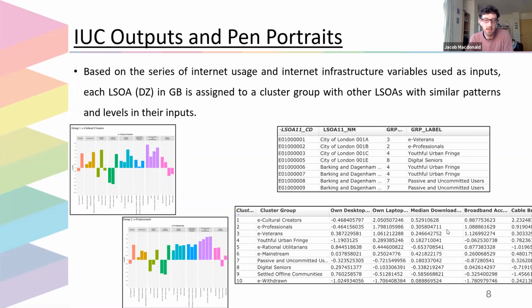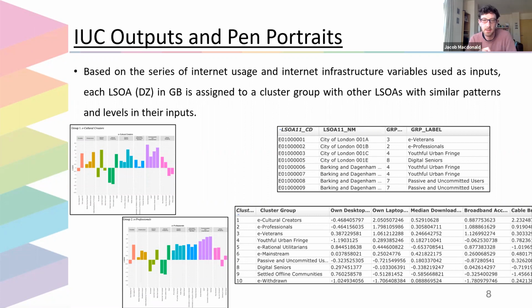So we can see, for example, cluster group 1, which would be an example of cultural creators. On average, less of them own a desktop, more of them own a laptop. They have relatively high download speeds relative to other groups. So these are the sorts of analysis that we can make based on the mean value.